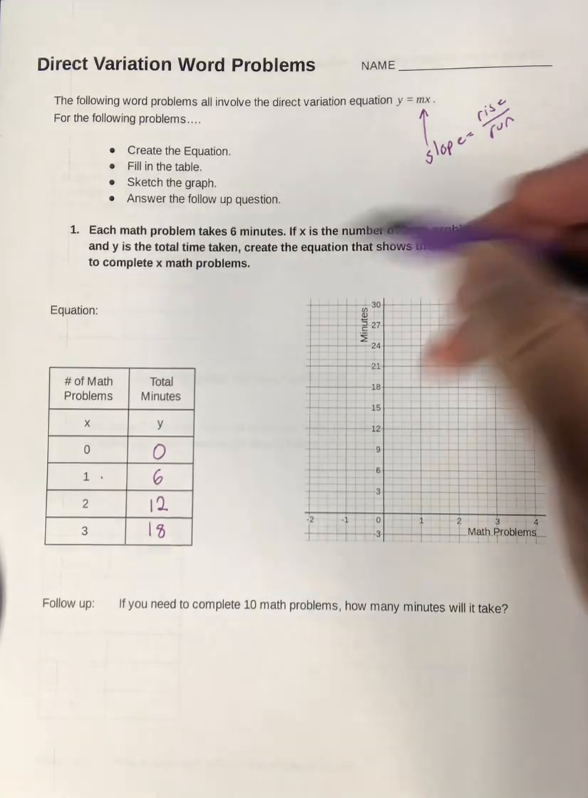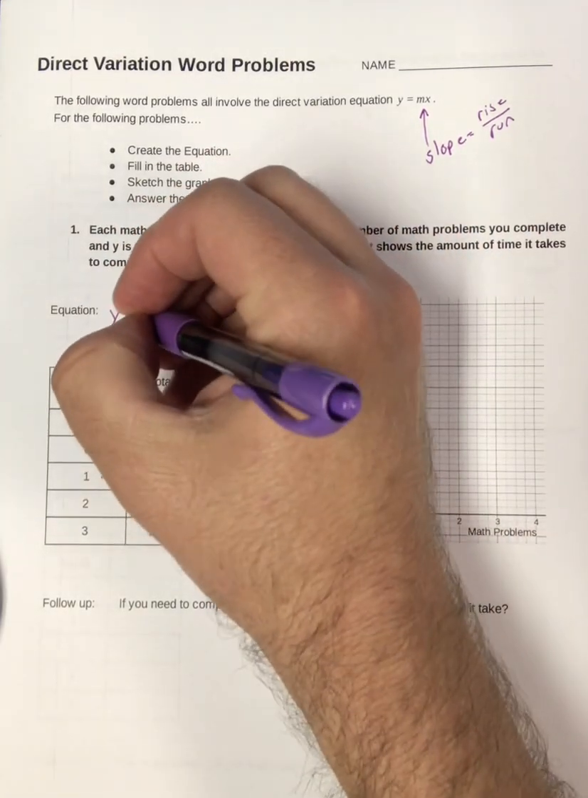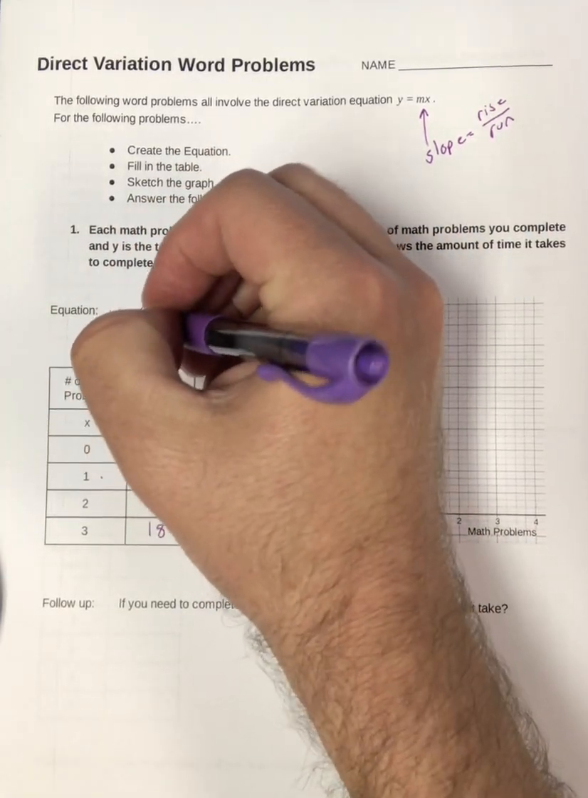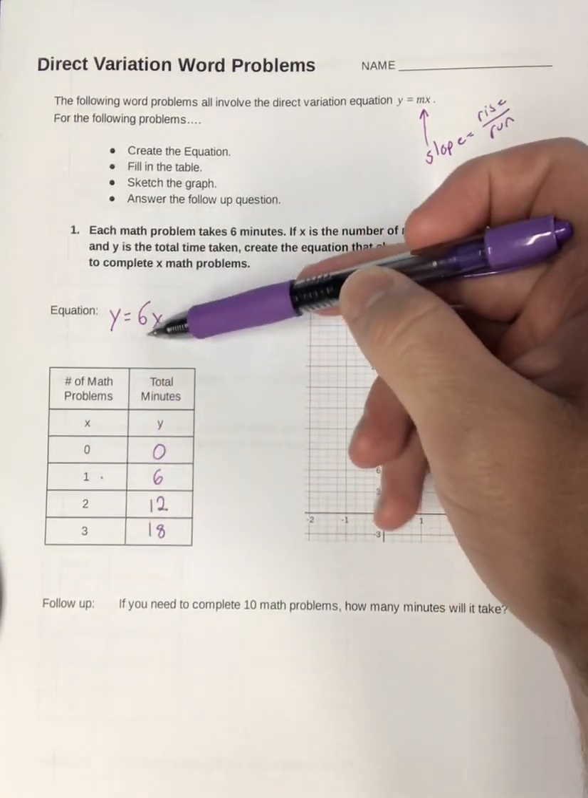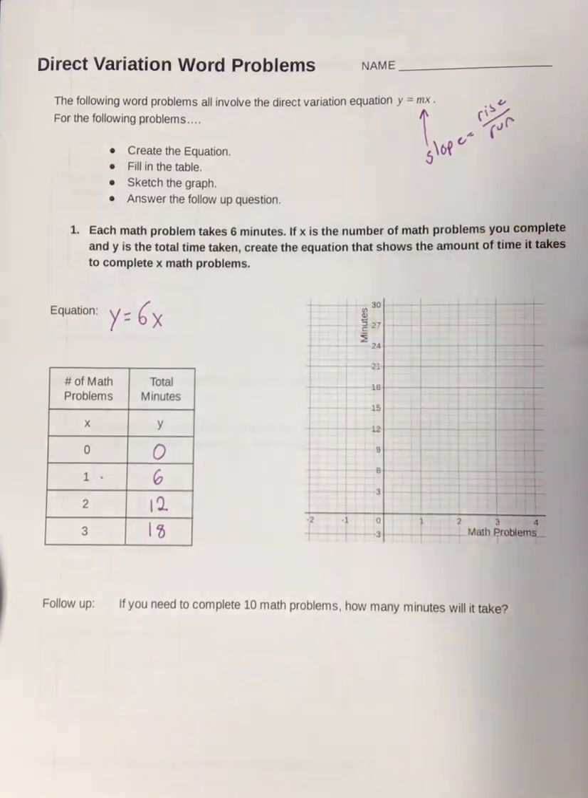That makes our equation y is equal to 6x. If we plugged in 0, 1, 2, and 3 into this, we would have gotten 0, 6, 12, and 18. So it makes sense that that's the equation.